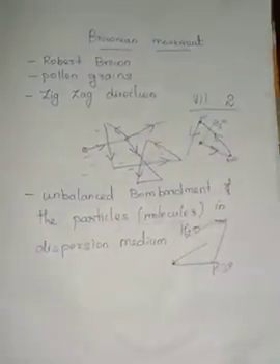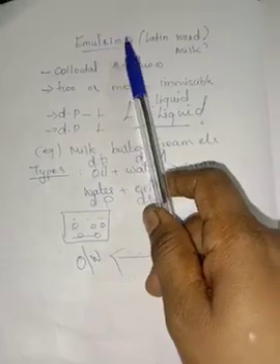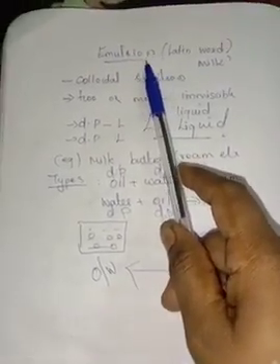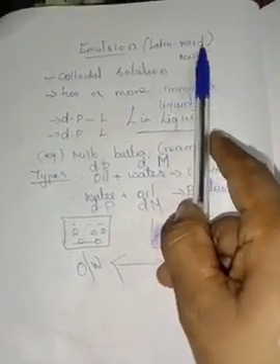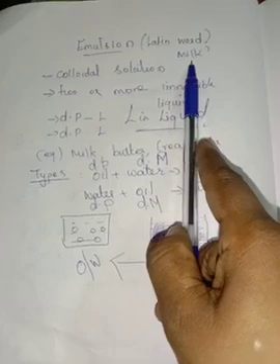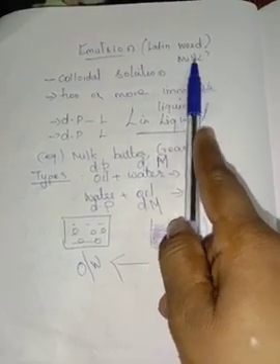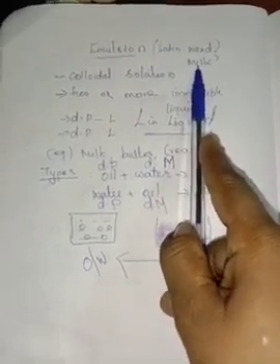Okay. The next one. So now we come to the last topic of this lesson, that is emulsion. Emulsion comes under colloidal solution. It is one of the colloids. The word emulsion is taken from the Latin word that means milk. Milk contains fat. Fat does not dissolve in water. So it is also a good example for emulsion.